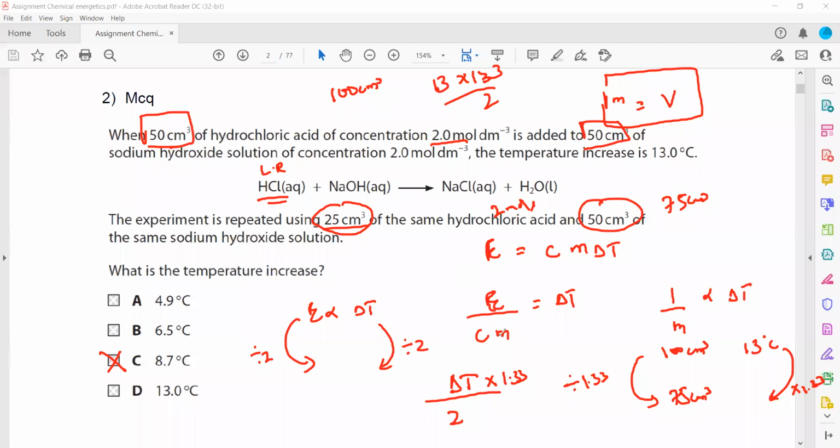Then the next doubt is from question number 5D2.